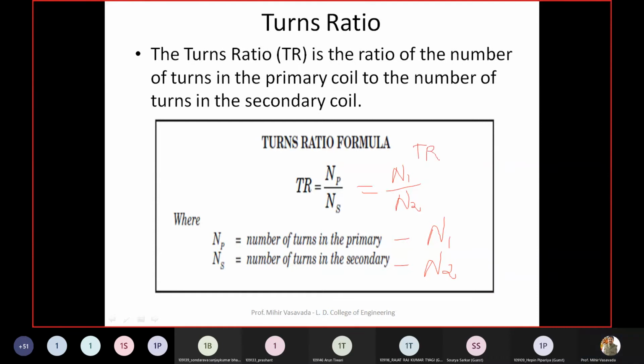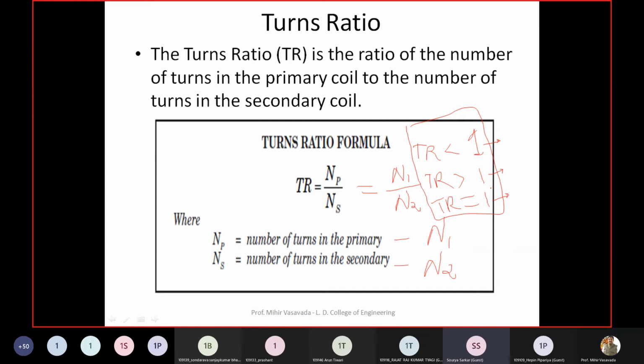If this turns ratio TR is less than 1, then what type of transformer is it? If the turns ratio is greater than 1, and if the turns ratio equals 1, you need to tell which type of transformer it is in each case. Tell me. Is the question understood? Yes, sir.